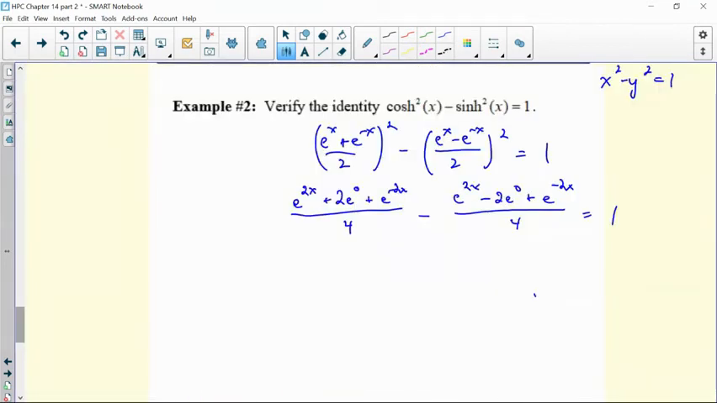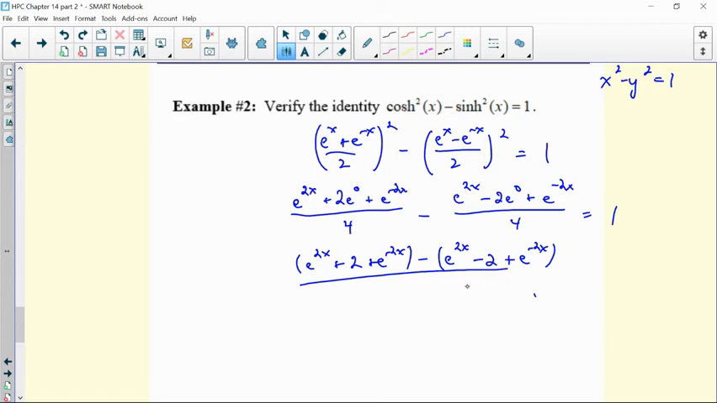They already have a common denominator of 4. So now I can rewrite that as e to the 2x plus 2 plus e to the negative 2x, minus the quantity e to the 2x minus 2 plus e to the negative 2x, all of that over 4, claiming it equals 1. It looks like nice things are going to happen, right? Because e to the 2x cancels with this e to the 2x, and e to the negative 2x minus e to the negative 2x cancels. I get 2 minus a negative 2, which is 4 over 4, which is equal to 1.